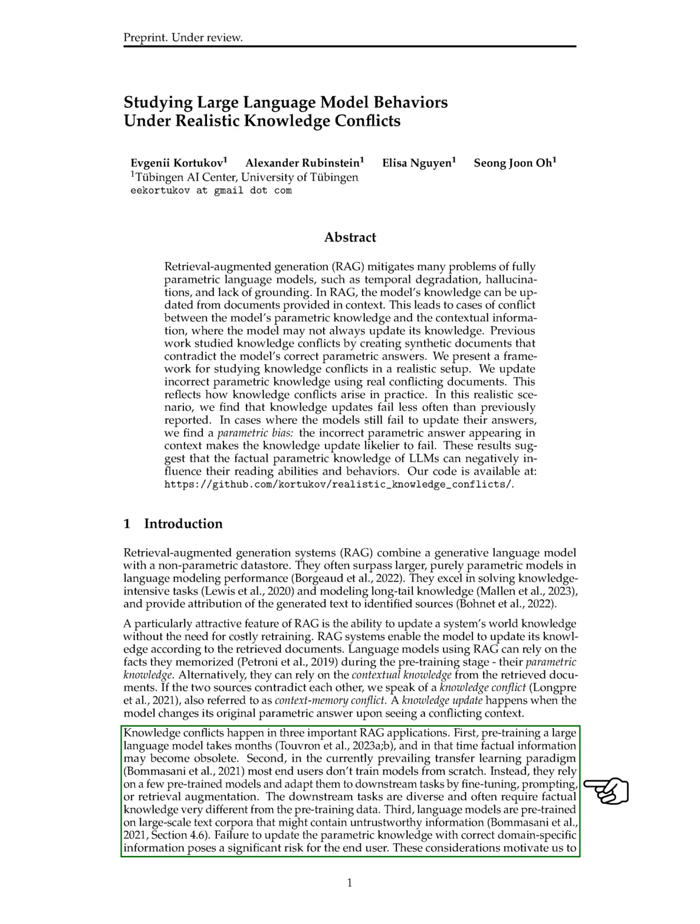There are three main situations where knowledge conflicts happen with RAG systems. First, training a large language model takes a long time, and during that time, the information it learned may become outdated. Second, most users don't start from scratch when training models. Instead, they adapt pre-trained models to new tasks. These new tasks often require different knowledge than what the model was originally trained on. Third, language models are trained on huge amounts of text that may contain incorrect information. Failing to update the model with the right information poses a risk to the user.